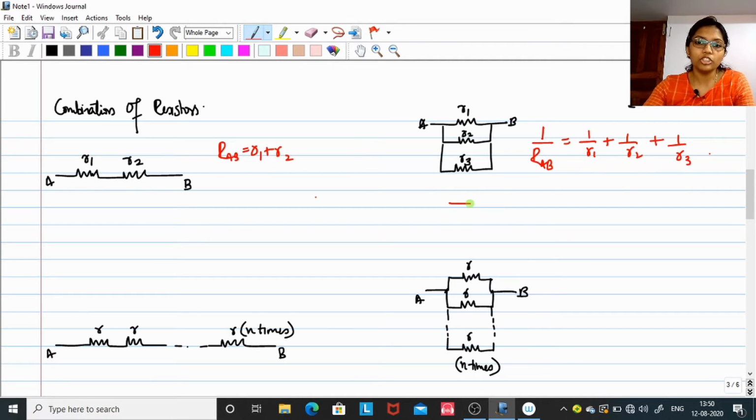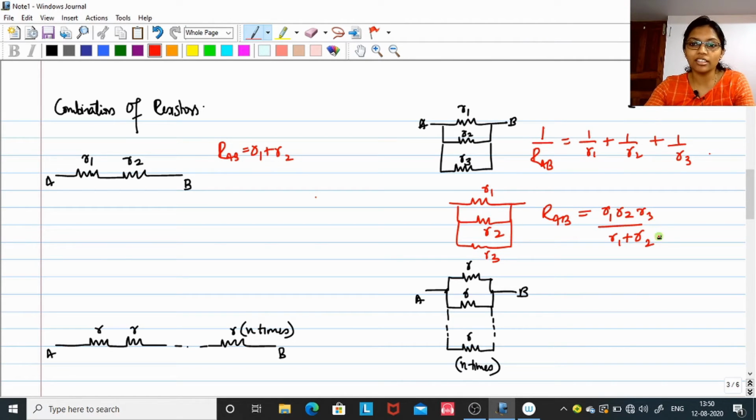Okay, if you are having two resistors connected in parallel, R1 and R2, you can directly move on to RAB equal to R1 R2 divided by R1 plus R2, which is directly got from this basic formula. But if you have got three resistors, don't follow this pattern, like R1 R2 R3 divided by R1 plus R2. This is a blunder. So never follow this. That formula is only when you have two resistors connected in parallel.